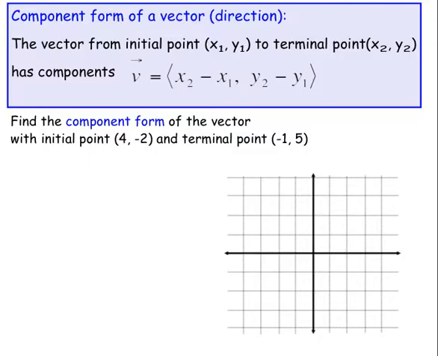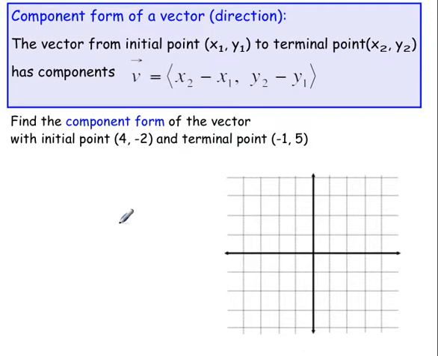Okay, moving on. You're going to be asked to write a vector in component form. And this is the little formula for how you do it. You're going to be given an initial point. We're going to label it x1, y1, and a terminal point where the vector ends. And we're going to label that x2, y2. And then vector component form looks like this.